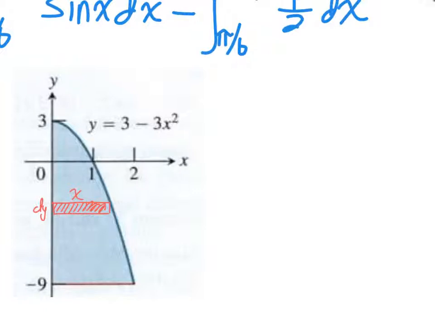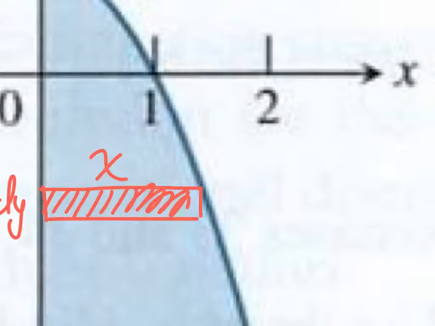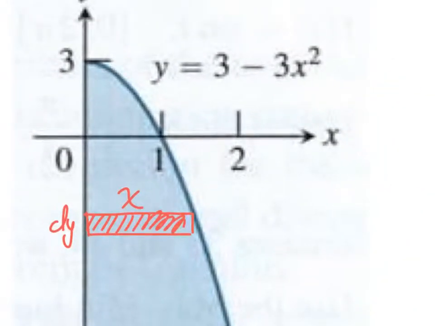All right. So once I draw, I personally like to draw the rectangle in there just to make sure I have the perspective down. I know dy is accounted for, but x is what I'm looking for, and x is a function of y. Sometimes people will write it like this, x of y, to remind themselves what x is.